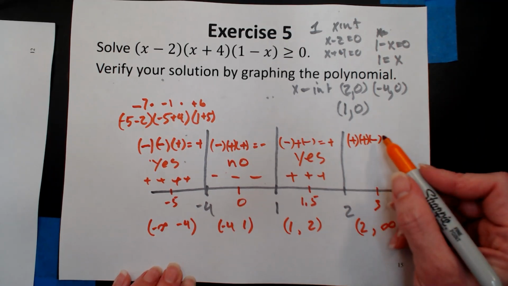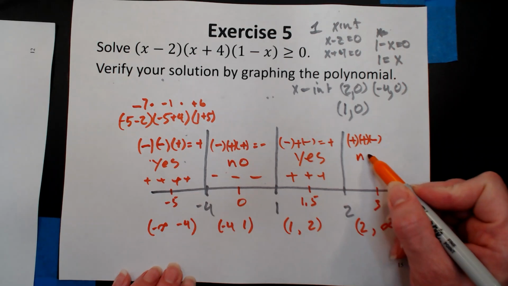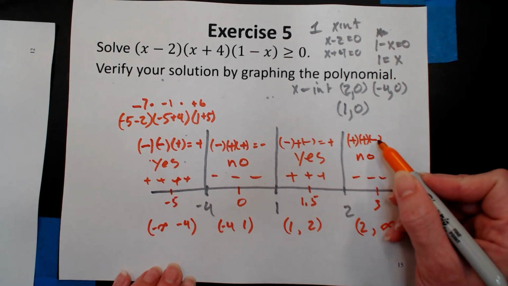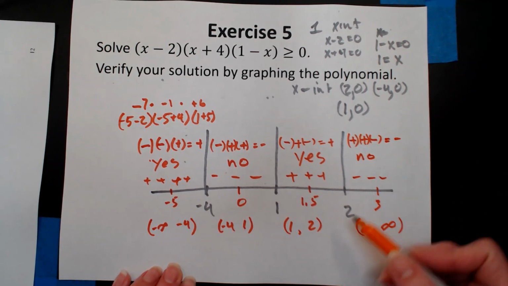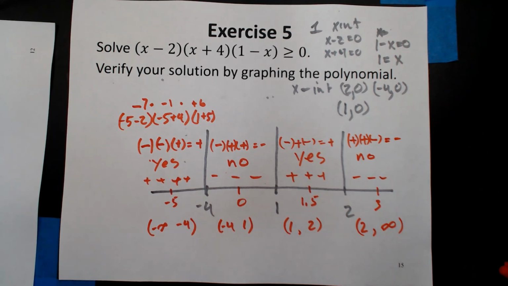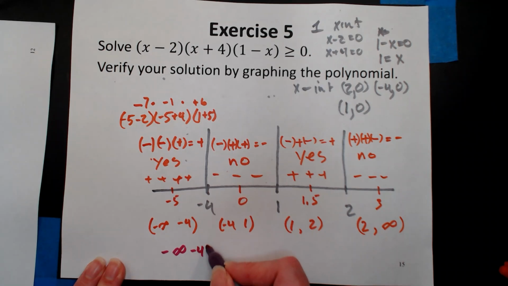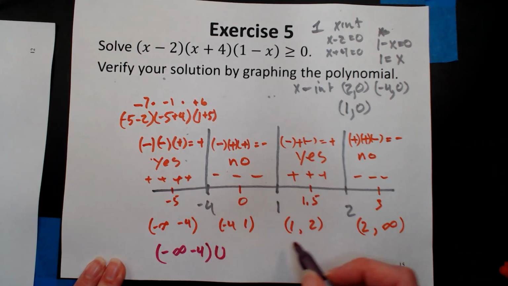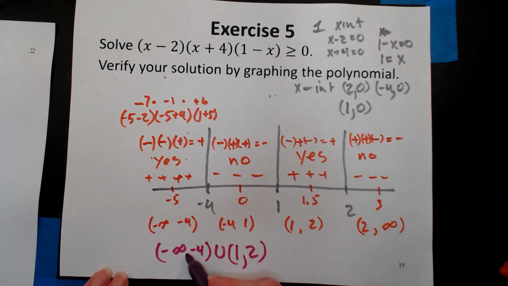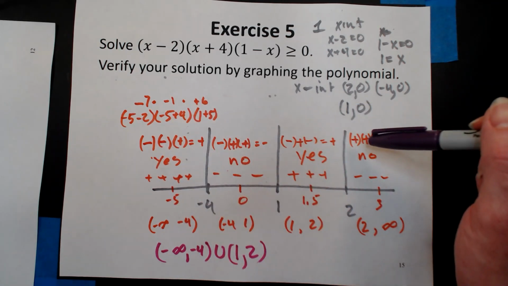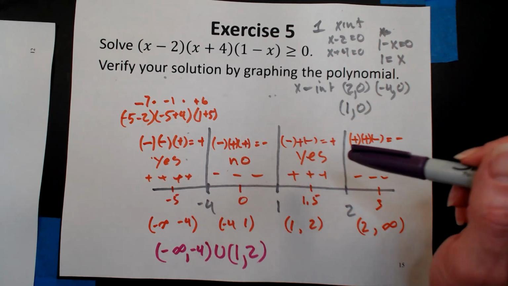So here we have negative numbers. We don't want negative numbers. And so it looks like we want the intervals of negative infinity to negative 4, and we're not going to include the endpoints, and then 1 to 2, and we're not going to include the endpoints. So that's our solution. So for this, you can just keep track of whether it's negative or positive. You don't actually need the values.